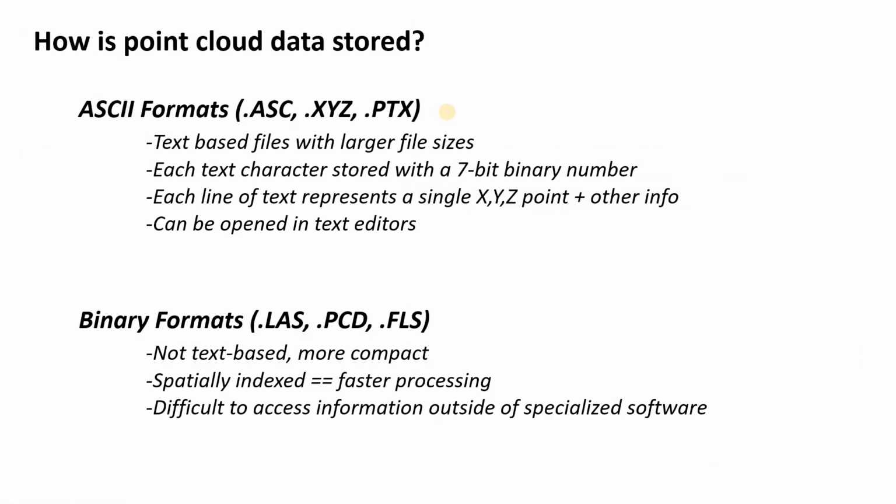How is it stored? There's a variety of different point cloud file formats that you might come across. They're roughly divided into ASCII versus binary. ASCII formats are generally text-based. They have much larger file sizes. Each text character is stored with a 7-bit binary number, so that adds up over time. Typically in an ASCII file, each line of text represents a single XYZ point, and you can open them in text editors.